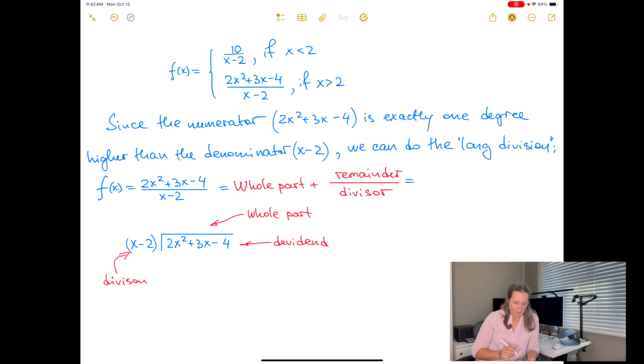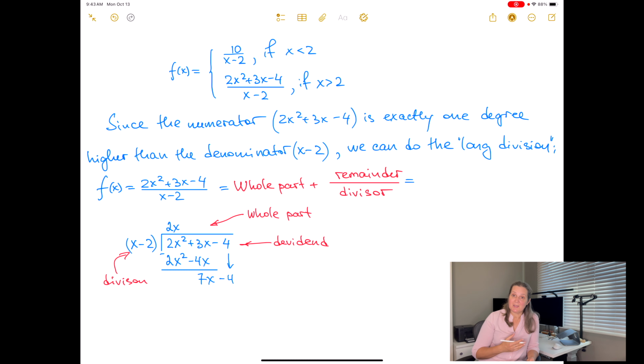As a very first step, we need to figure out what we can multiply x by so that the result of multiplication is equal to 2x squared. Multiplying 2x by x creates 2x squared. But we'll also need to multiply 2x by negative 2, which gives us minus 4x. By subtracting 2x squared minus 4x from the first line, we will get 0x squared. 3x minus minus 4x is equal to 7x. Also from the first line, we'll copy minus 4.